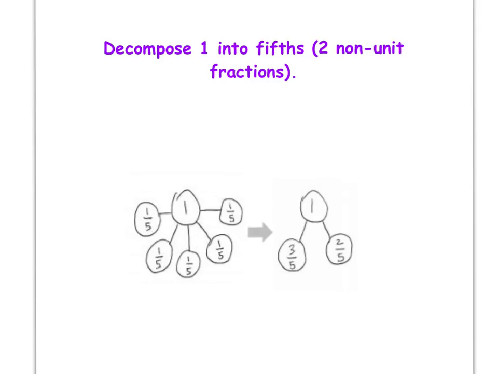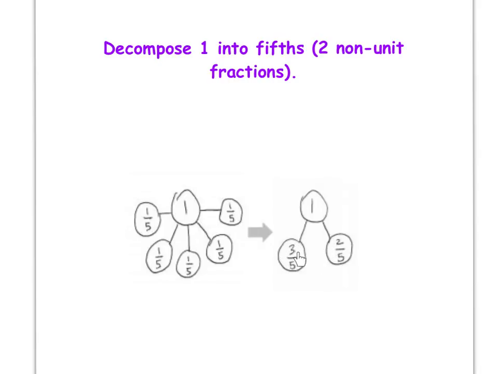If you look at this final example, you can see that they took one whole and they decomposed it into 5 unit fractions. And again, these are unit fractions because the top number, or the numerator, is 1. So when they decompose into 5 unit fractions, you need 5 different parts. They also then decomposed one whole into 2 non-unit fractions. These are non-units, 3/5 and 2/5, because the numerator, or the top number, is not 1.